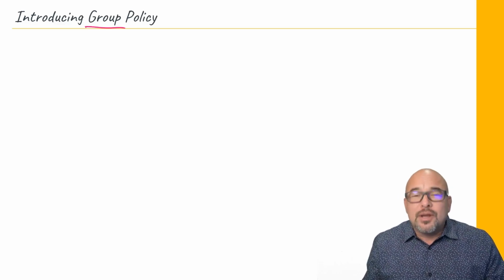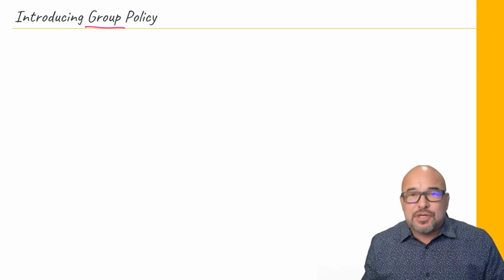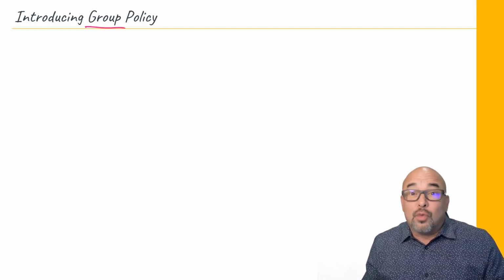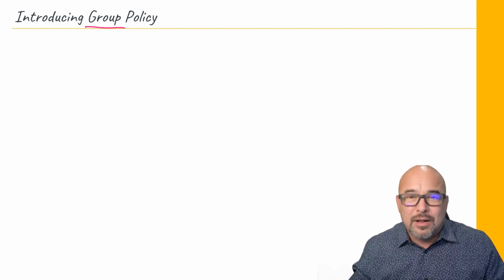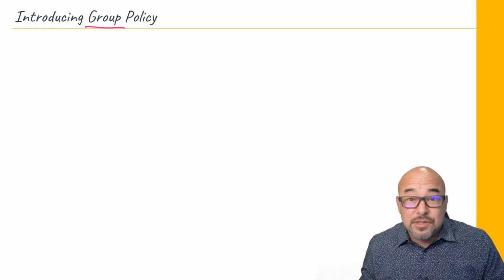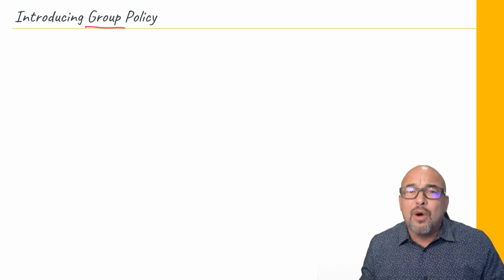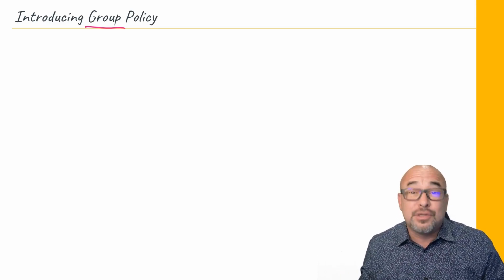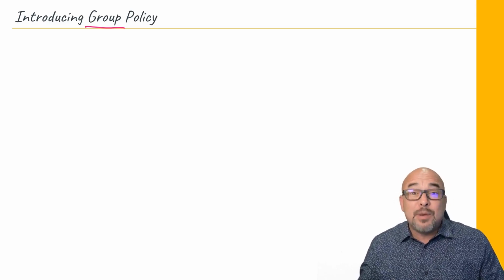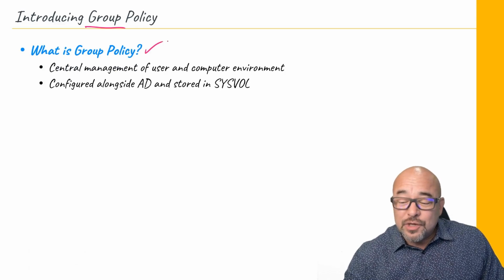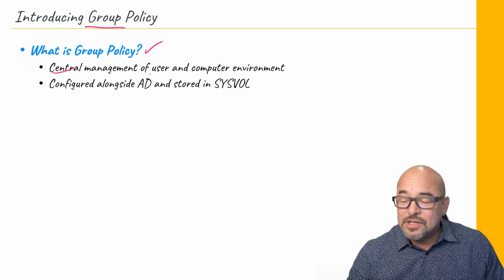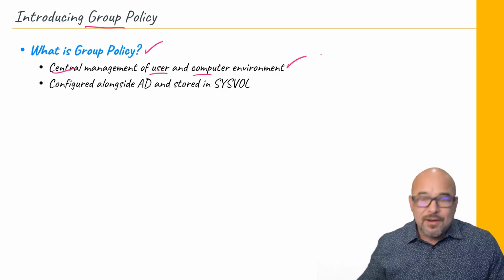Now, even though the word group is there, it doesn't really have much to do with groups. Yes, security groups are involved, but you don't right-click on a security group and apply a group policy to it. These are really policies that have thousands of settings. Last I looked, there were over 3,000 settings, and I know they've added to them since then. So what is group policy? It's a central way, and that's very important, of managing user and computer environments.